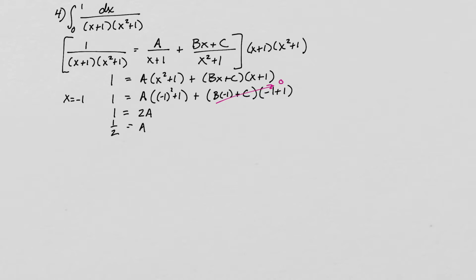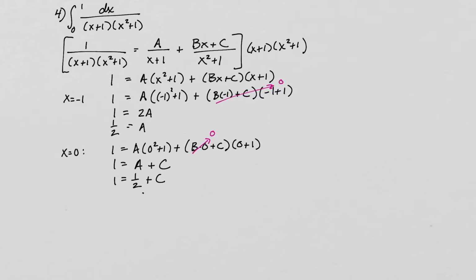Yeah, so we want to plug in, so we could plug in the 1/2 for A. Yeah, I was actually going to say, if you pick x equals 0, I probably would pick x equals 0. So if I do 0, I have 1 equals A times (0 squared plus 1) plus (B times 0 plus C) times (0 plus 1). So the B times 0 part goes to 0. So we end up with 1 is equal to A plus C. And then we know A is 1/2, right? So 1 is equal to 1/2 plus C. So C is going to be equal to 1/2 as well.